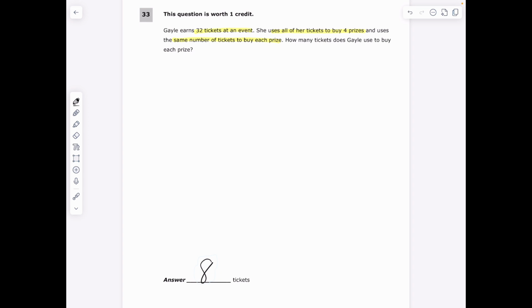So what's happening in this problem? We know that she had 32 tickets and she uses everything to buy 4 prizes.